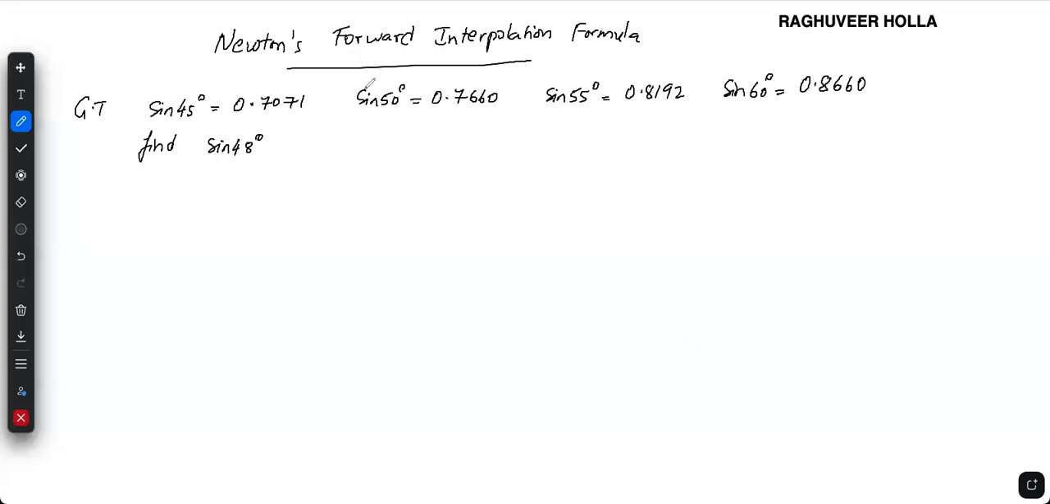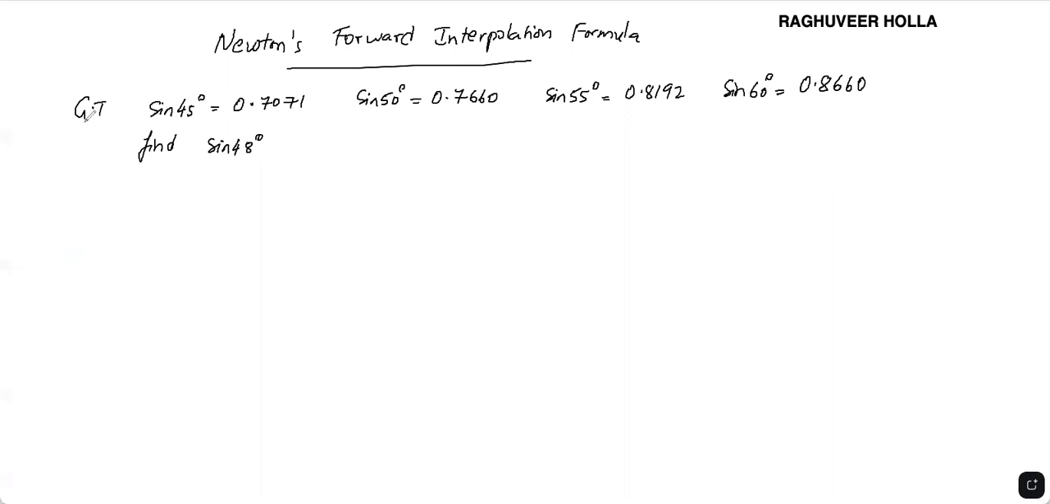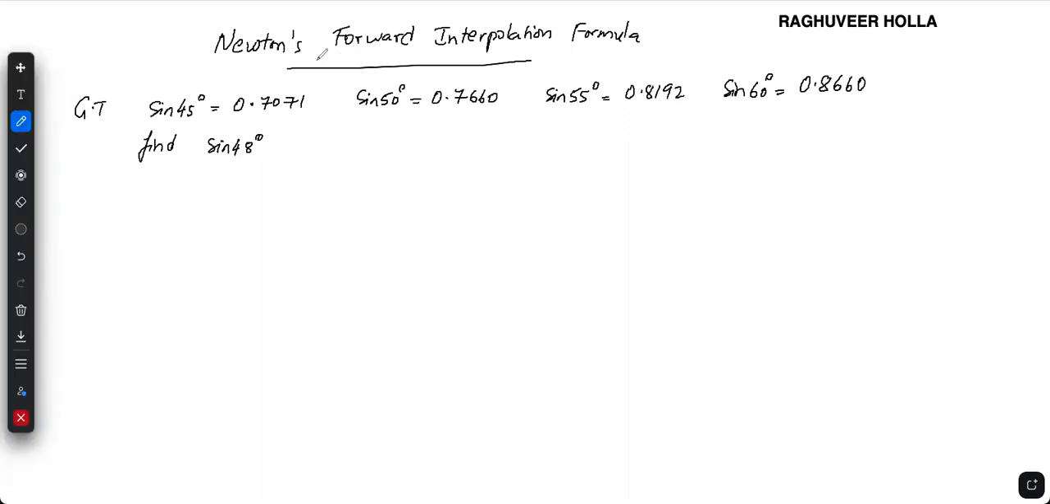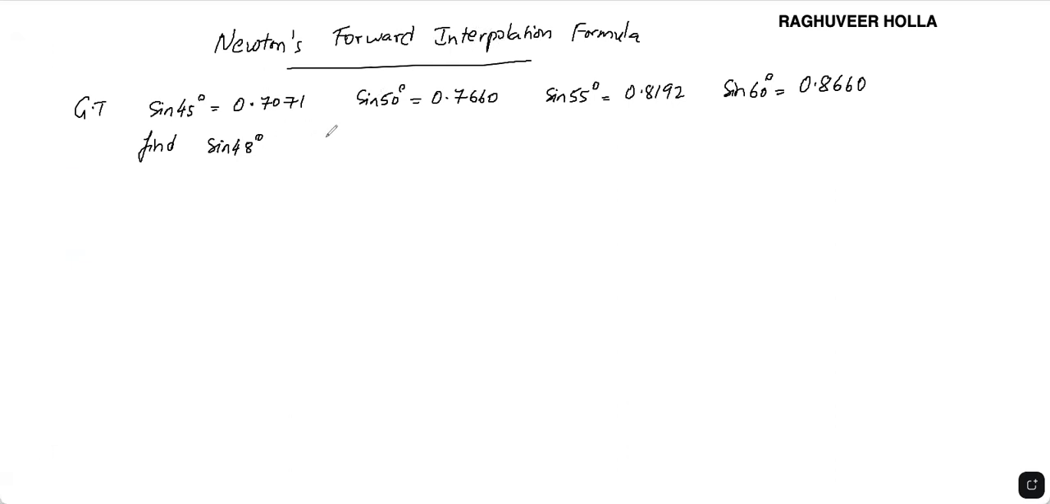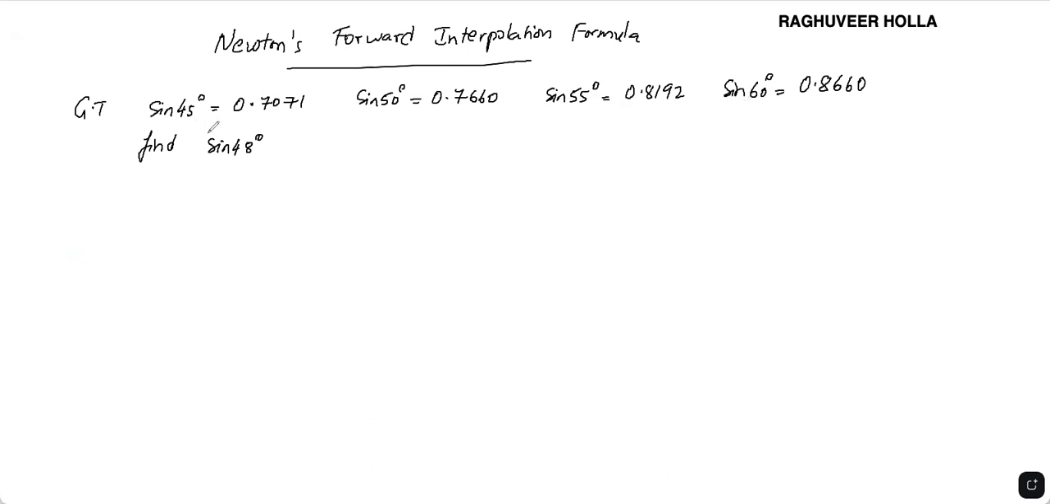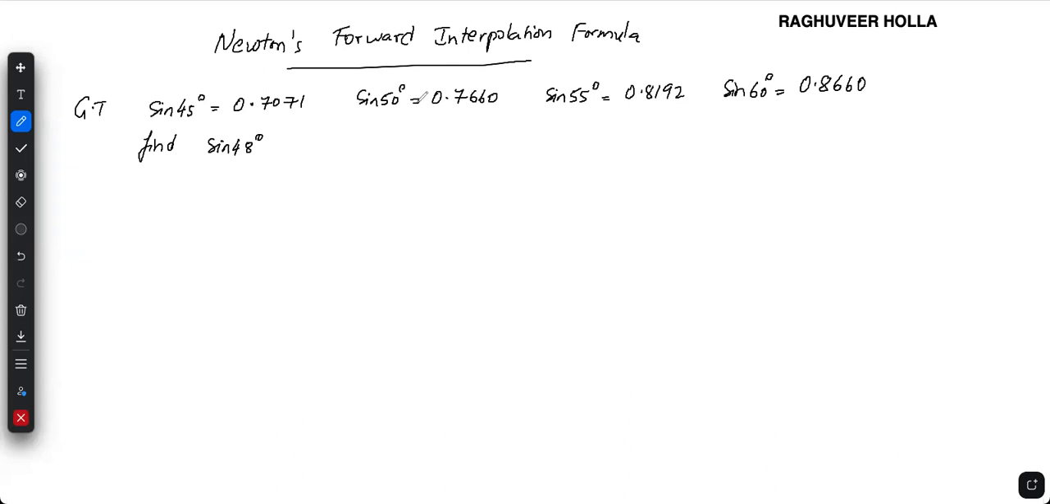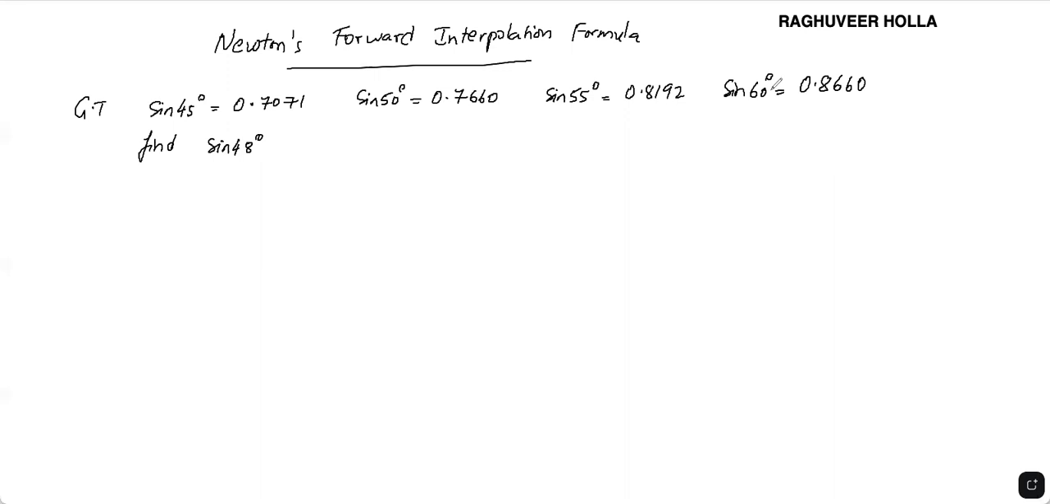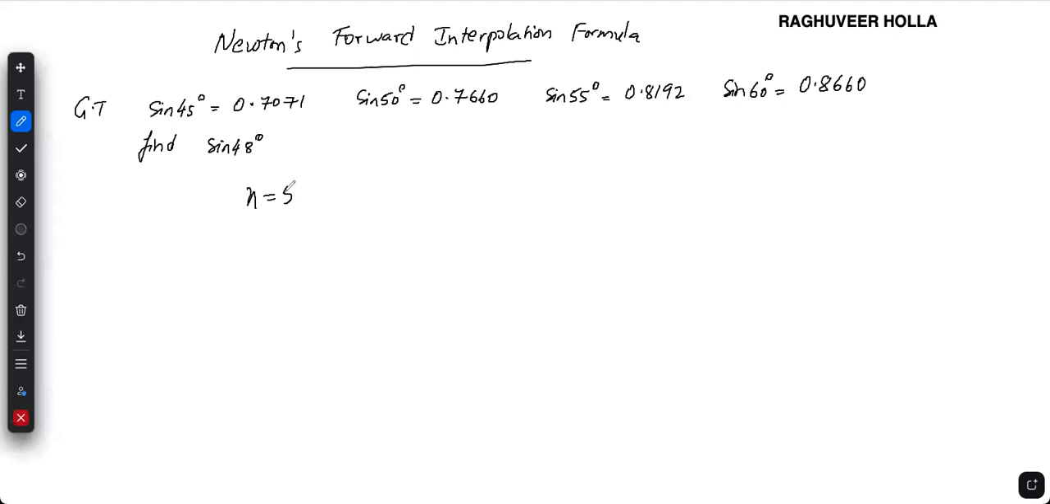Now, let us solve this problem by using Newton's forward interpolation formula. Given sine 45, sine 50, sine 55, sine 60, what we observe here is the interval between these 45, 50, 55, you have the step length, which we measure as h, which is 5.